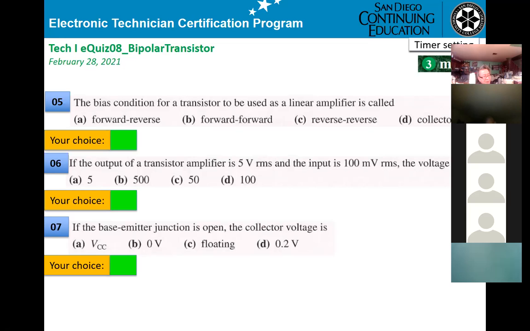You understand number 5? They're talking about two diodes. One will be from the base to the emitter. One will be from the base to the collector.